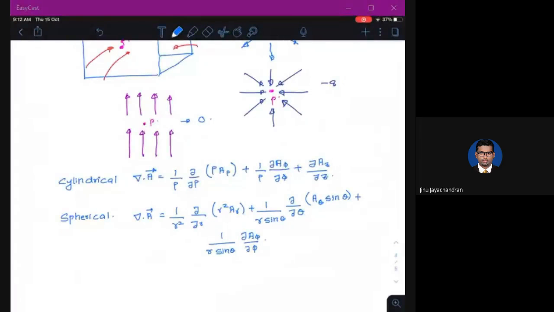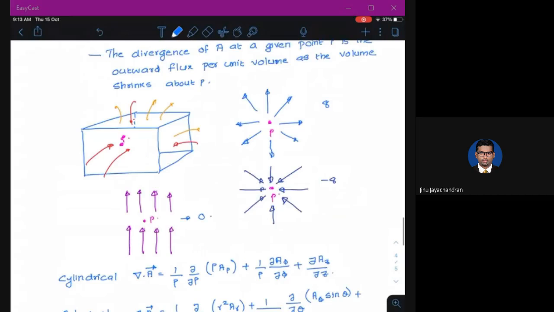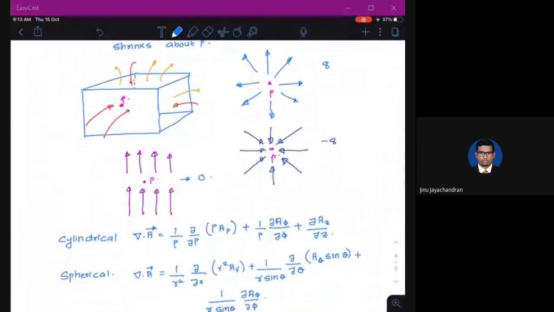Right. Okay, so I think we will stop here because I would like to take the divergence theorem also, but I'll continue in the next class.